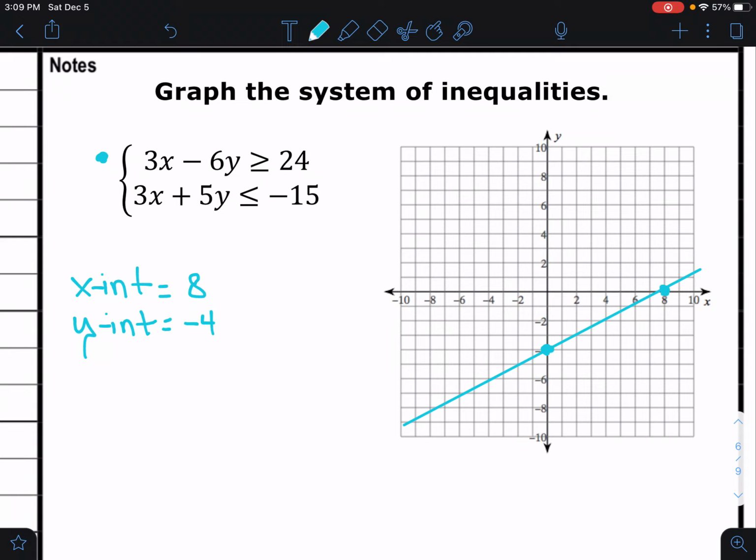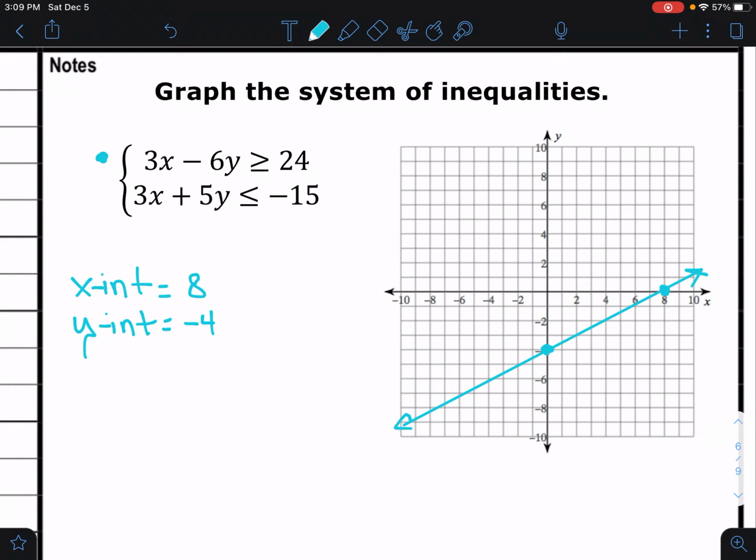Okay, that's pretty good. Maybe a quick tweak here. Okay, now it says greater than or equal to, so I want to leave it as a solid line. Okay, and then I'm going to use the test point.